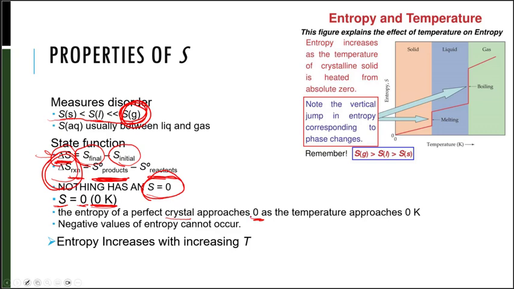The entropy of a perfect crystal approaches 0, so S would be equal to 0 as the temperature hits 0 Kelvin. And we know that's not going to happen. And negative values of entropy cannot occur. Entropy also increases with temperature.